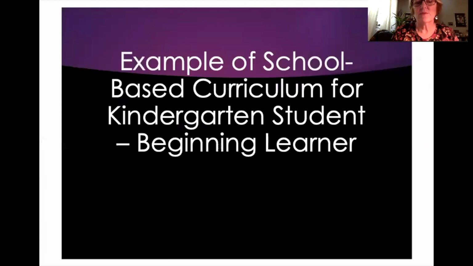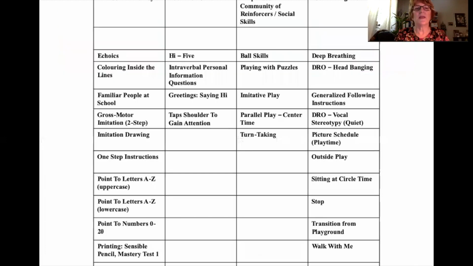Okay, so here's an example of a school-based curriculum for a kindergarten, a beginner learner. As you can see, it covers academic literacy. So this is like the developmental skills. So developmentally, a child at some point should be able to color inside the lines. That is also, by the way, a fine motor skill.